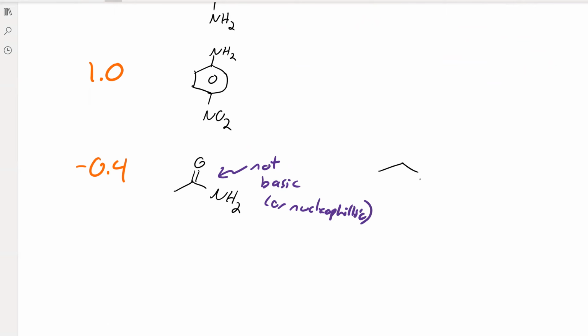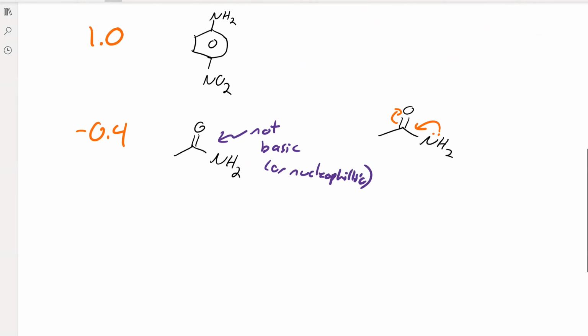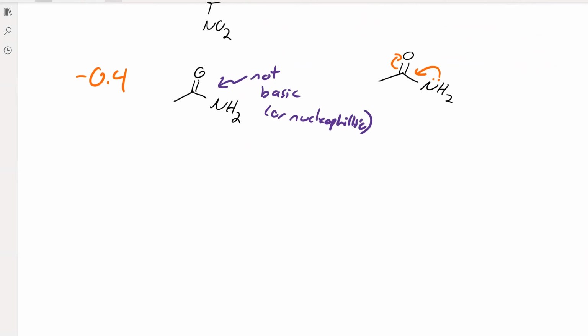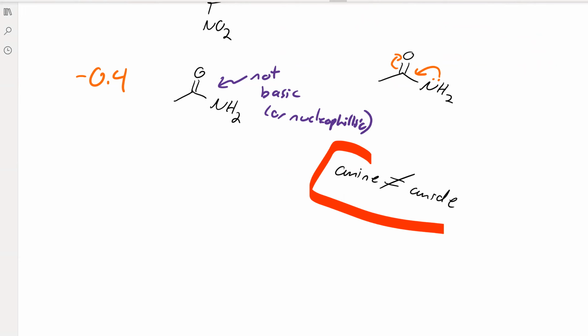And that has to do with resonance effects, of course. This lone pair on the nitrogen is delocalized over this oxygen, and oxygen is more electronegative, and so it's hogging that lone pair, and so it's not really allowing that lone pair to act as a base or a nucleophile. And again, the rule of thumb here is that an amine and an amide are not the same thing. They are two completely, totally different functional groups. And we're talking about amines now, and so that's why we're saying basic.